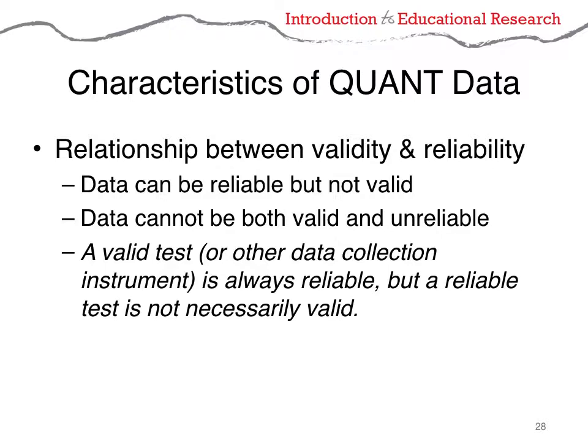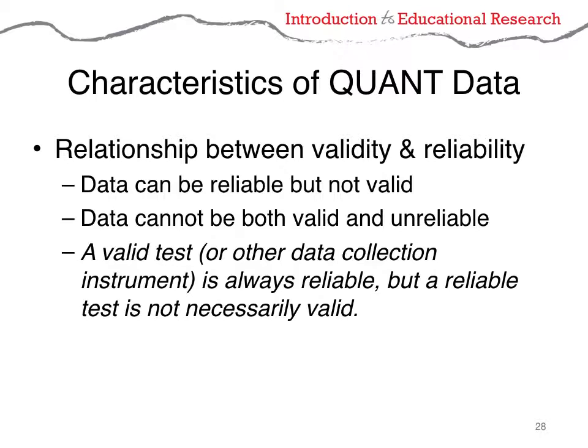This is the big picture that I want you to hold on to: this relationship between validity and reliability. Data can be reliable, meaning that it's stable, but not valid. Data cannot be both valid and unreliable, right? It has to be reliable to be potentially valid. And we saw that with the example of if you gave the reading test and they got a 30% and then a 60%, well, it's just not stable enough. If that's out of 100, there's too much variance there.